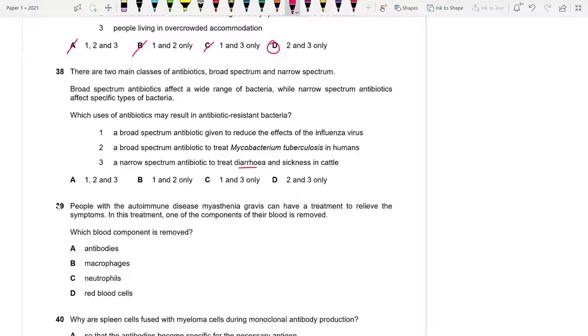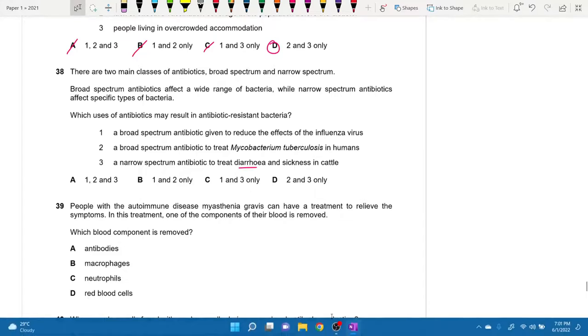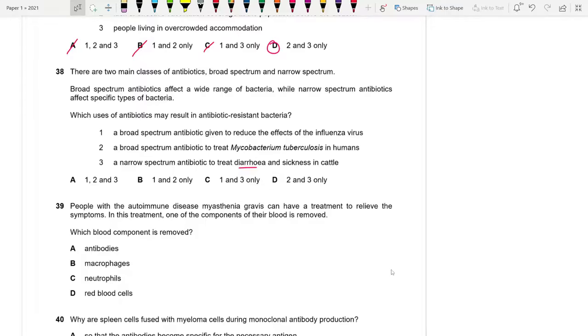So basically, diarrhea might have a viral cause. Okay, it might not be due to bacteria. Basically, a narrow spectrum antibiotic should only be used when you've confirmed the case. For example, if you know that it's TB, you can use a narrow spectrum antibiotic to counteract that. So a narrow spectrum antibiotic should be used when you're sure about the disease agent, not in something like treating diarrhea and sickness in cattle. That way they can develop resistance.